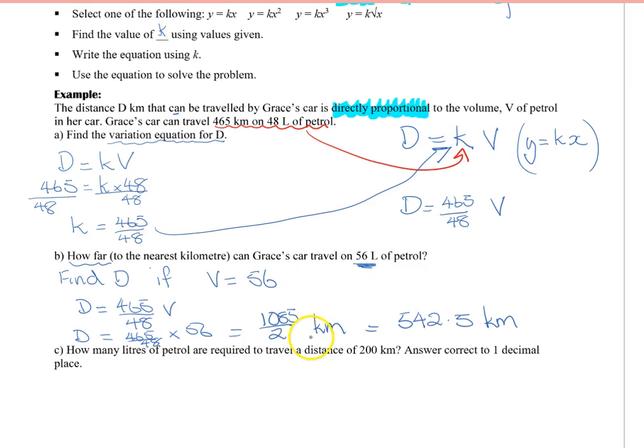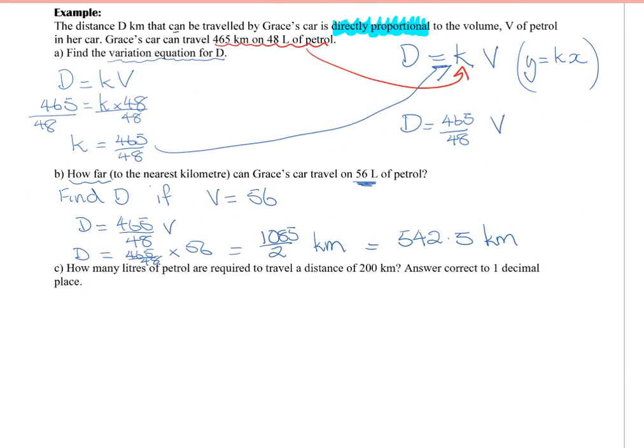When you do that calculation, you get 1085 on 2 kilometres, and changing your fraction to a decimal using your calculator F to D button, then you'll get 542.5 kilometres. What have we found? We found that Grace's car can travel 542.5 kilometres on 56 litres of petrol.